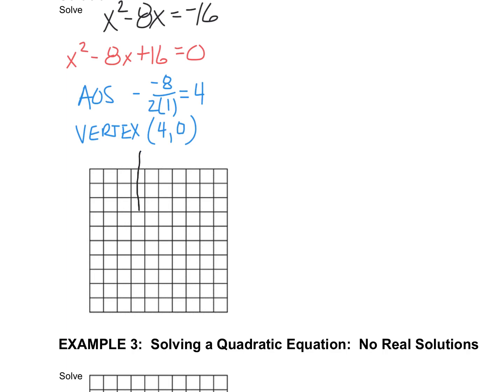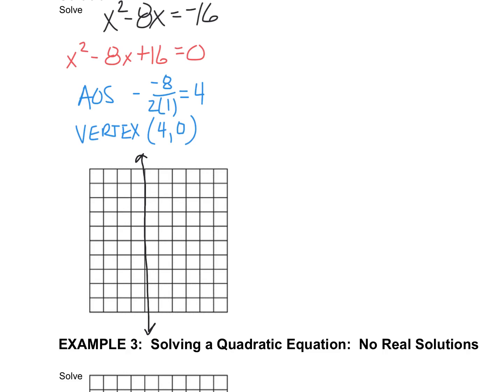Yikes, that is not a good line. Let's get that one better. Just notice why I'm thinking this out loud. This is an opening upward parabola because the a value is positive. The vertex, we know, is the minimum or the maximum. If we're opening upwards, it's the minimum. So I know I'm not going to have any points below 4, 0.